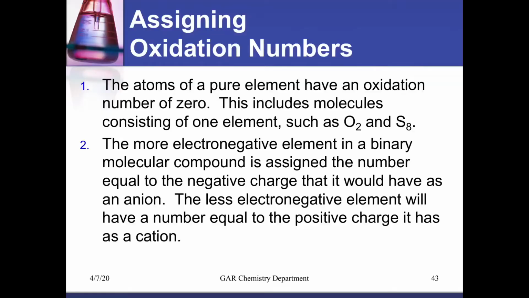Well, for molecules, the more electronegative element in a compound is assigned the number equal to the negative charge it would have if it were an ion. So we start with the second element, we give it an oxidation number equal to what its charge would be, and then we work backwards to figure out the oxidation numbers of the other elements. There are 3 elements that have special rules.